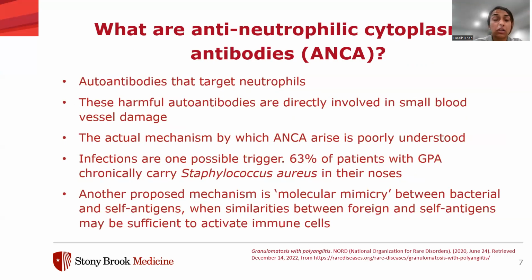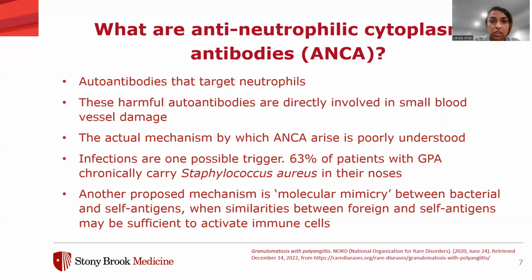So just to have a brief background on what ANCA are, because I just mentioned it. They're autoantibodies that target neutrophils, and they are harmful autoantibodies that are going to have a direct damage on the small blood vessels. It's not really known how ANCA arise, and the etiology of it is poorly understood, but infections are one possible trigger that researchers are saying for a rise in ANCA. And then another proposed mechanism is molecular mimicry, which is when foreign and self-antigens are so similar that it's sufficient to activate an immune response.